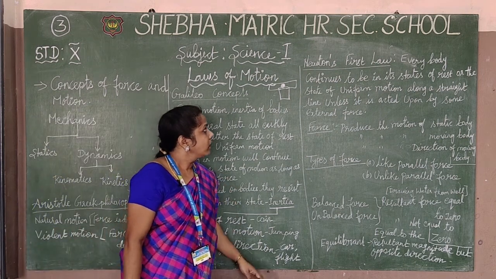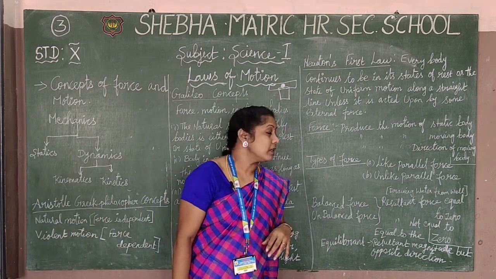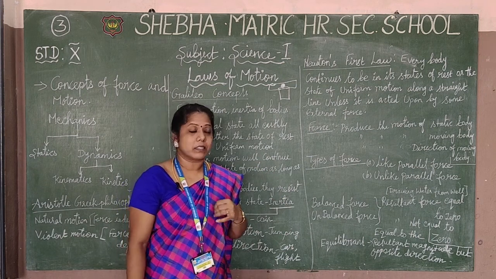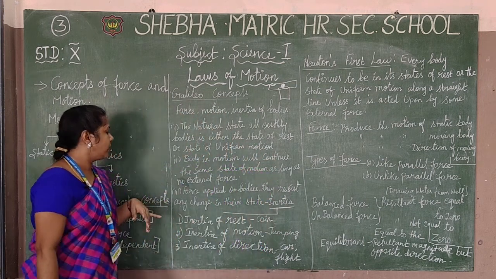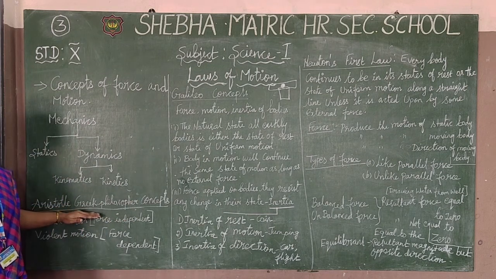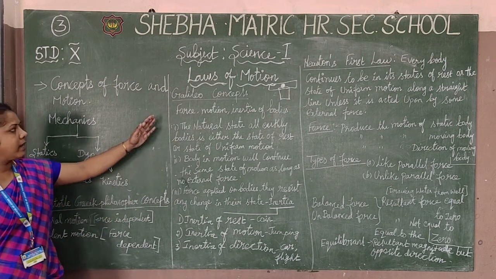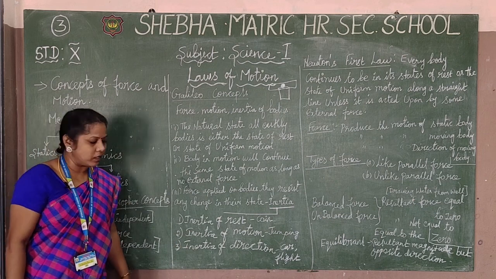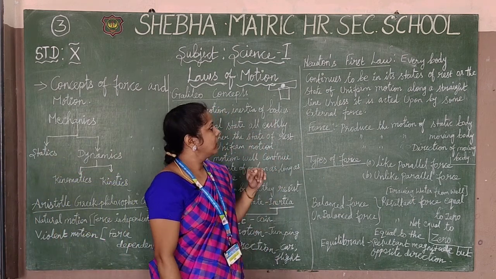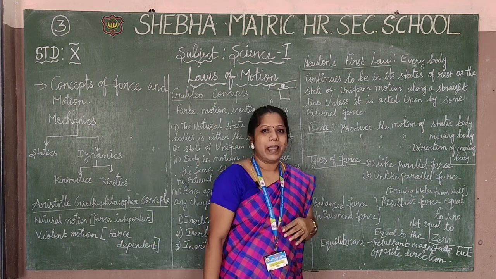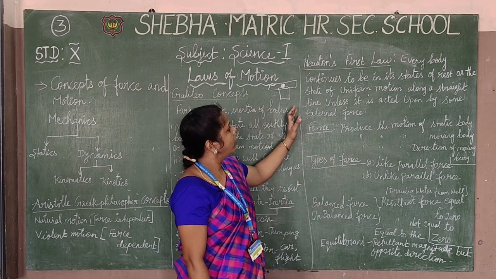Okay, then go for another scientist, the most important of this lesson, Newton's first law. We already learned about the scientist Aristotle's proposals as well as Galileo's concepts also. Now we go for Newton's laws. Newton's laws have 3 main laws. I am going to explain about it.